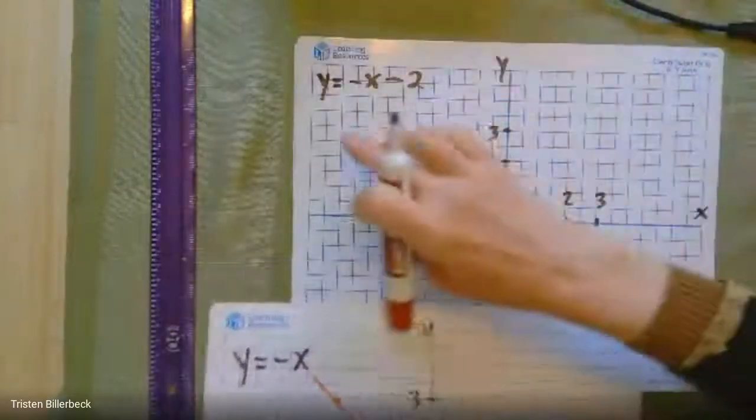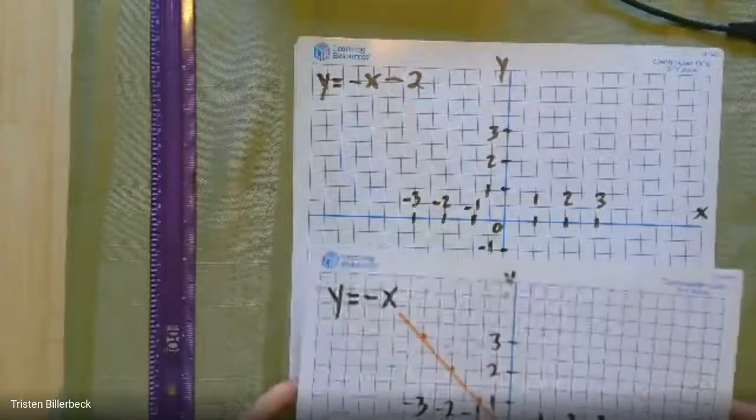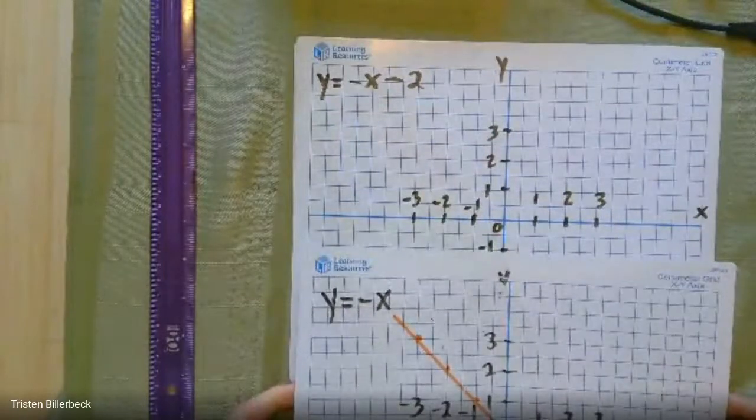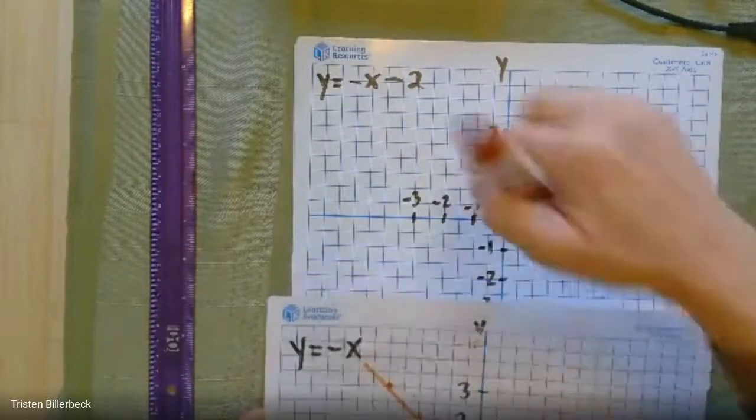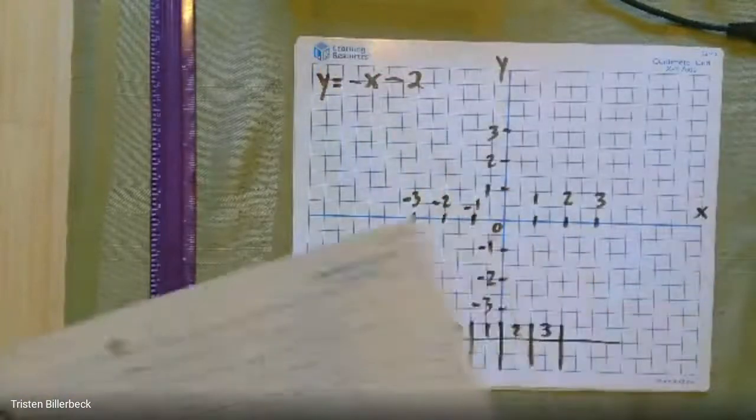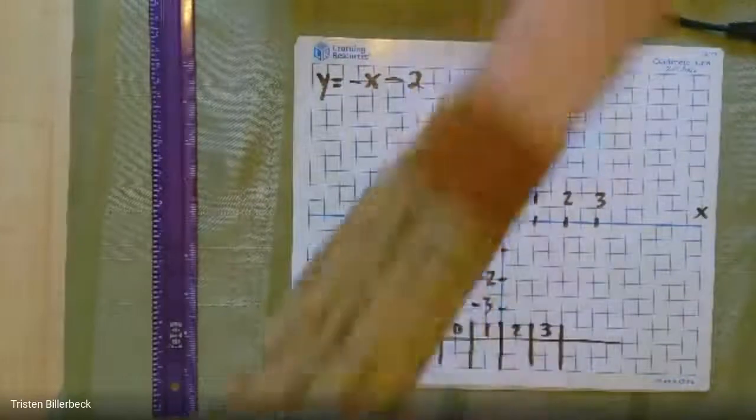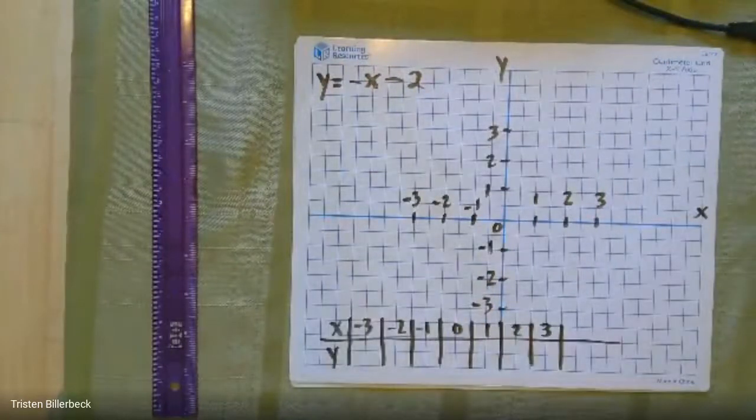So this one has a negative slope, so it should go the same direction. And this is in the origin, but this has a -2. So what do you think is going to happen? Okay, well, let's see if you're right.